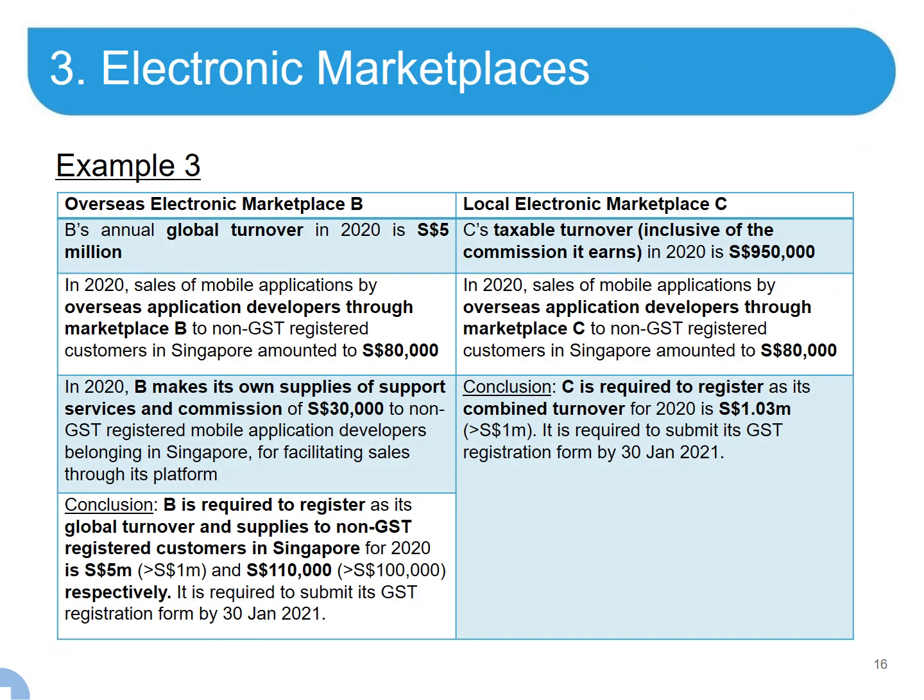The following example illustrates the difference between an overseas and local electronic marketplace when it comes to GST registration. Overseas Electronic Marketplace B has an annual turnover in 2020 of 5 million.